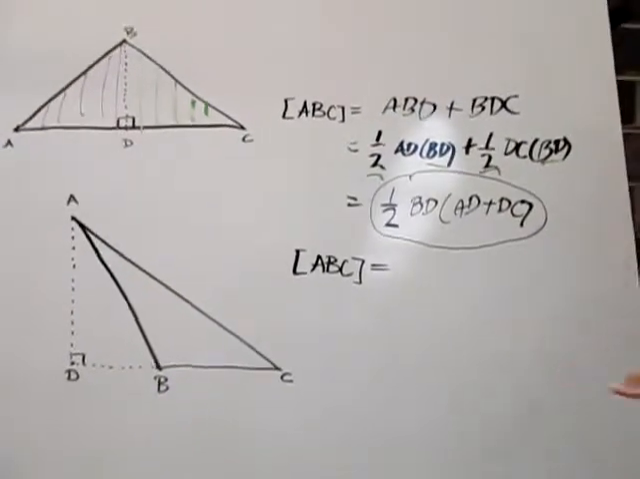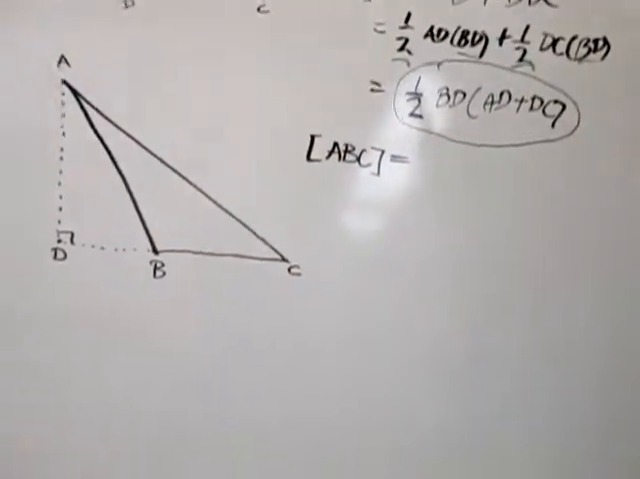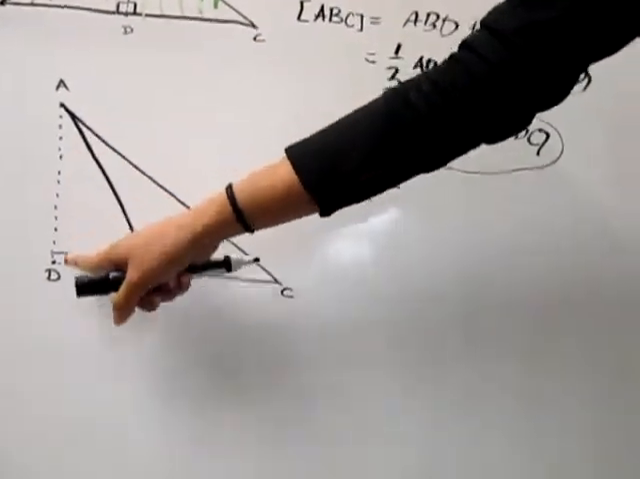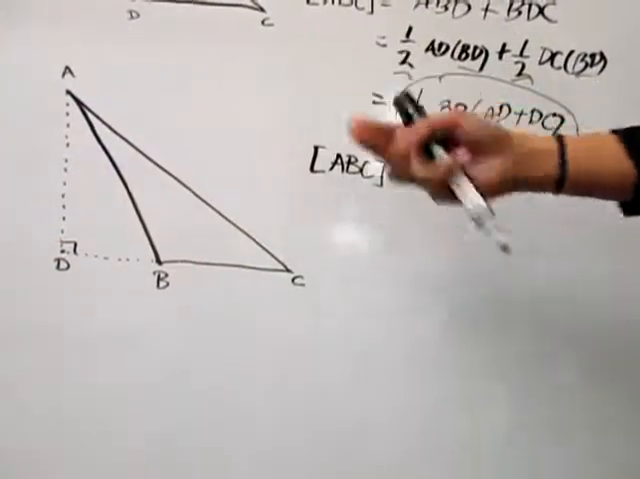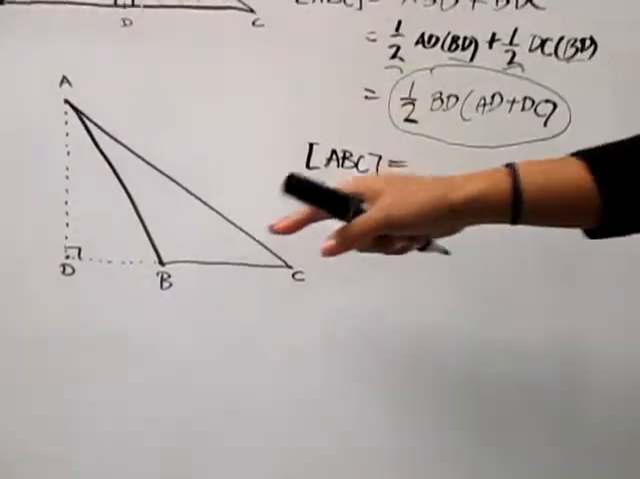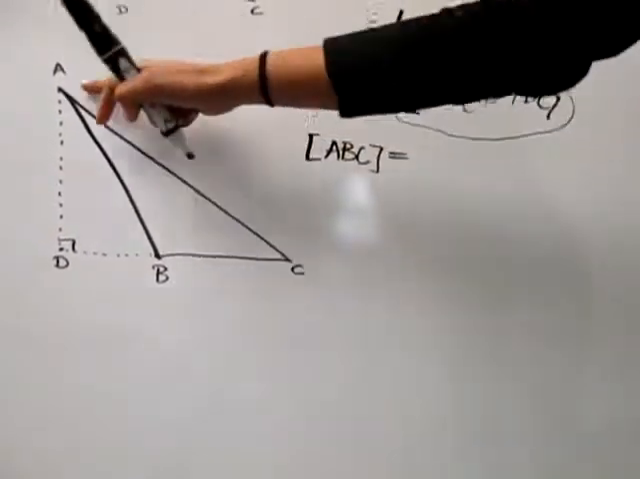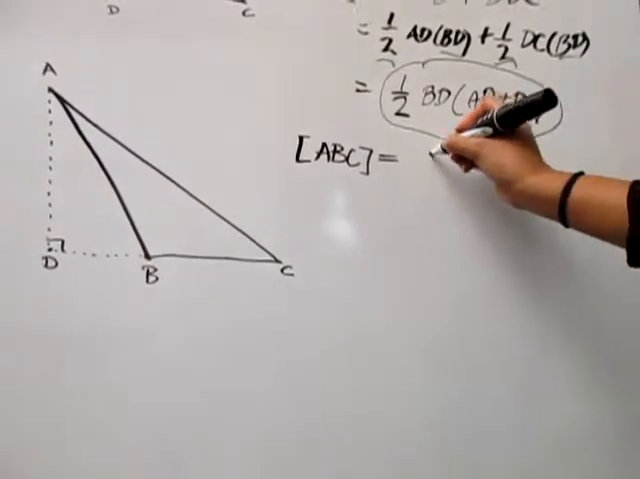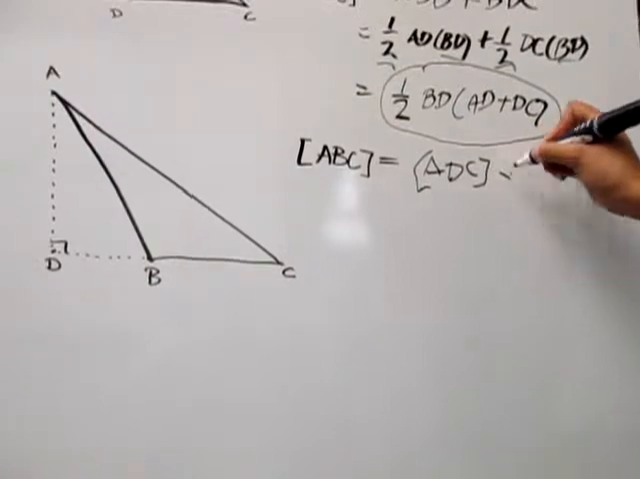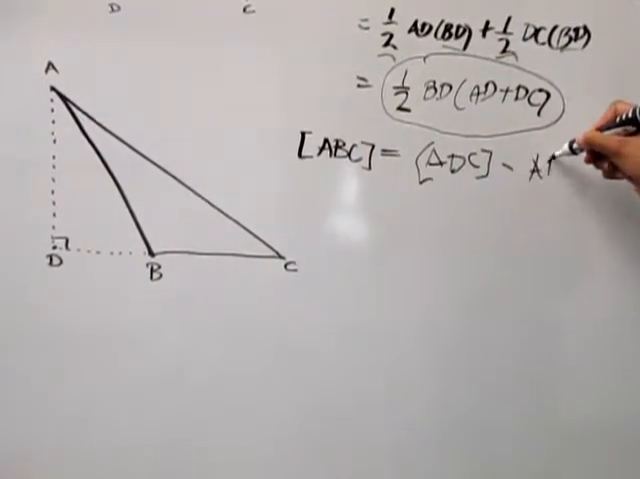Okay, now we have this other type of triangle, and we have an acute angle in this triangle, and we draw the right angle triangle right here. And so we know that the area of ABC could be described as the area of this whole thing, this whole triangle ADC, minus the area of this little thing, ADB.